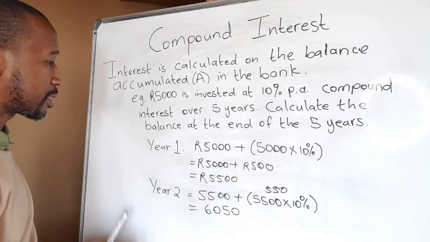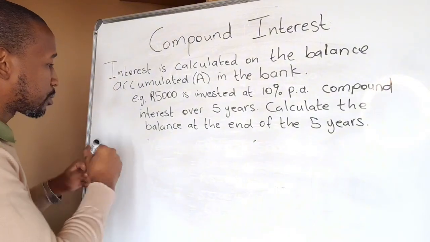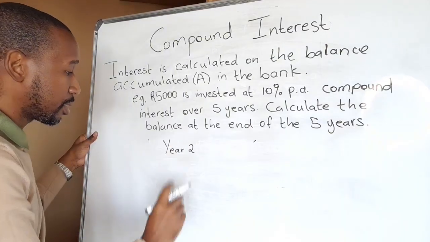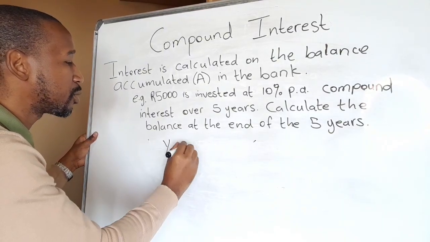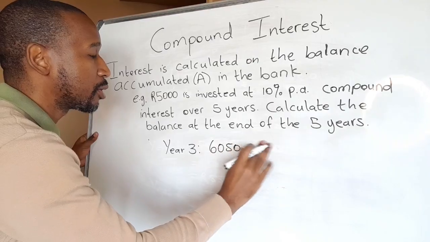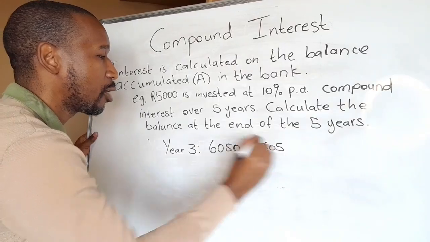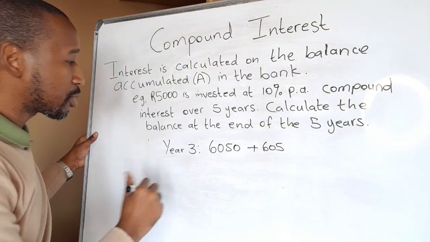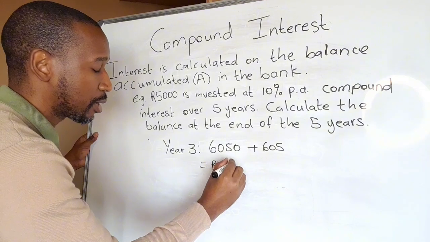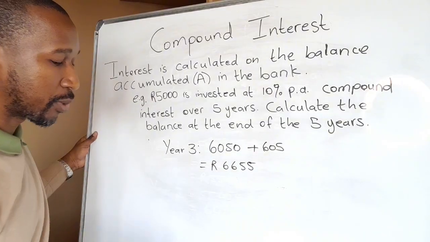Let's go on to the next years. For year 3, we would be starting with what we finished with in year 2, which would be the 6,050. We are going to add 10% of it. You can just divide by 10, you will find that it's 605. So with the 605 added onto it, we find that the balance after year 3 would be 6,655. Again, the interest has increased from what we had previously.